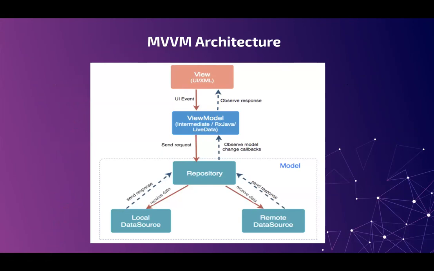Okay, so you can see there's the view, and there's the view model, and the model as a whole on the bottom. The view can be in the UI or XML format, and the view model is the intermediate. We can use RxJava, LiveData, or whatsoever. We will look into these things. And there is the model.